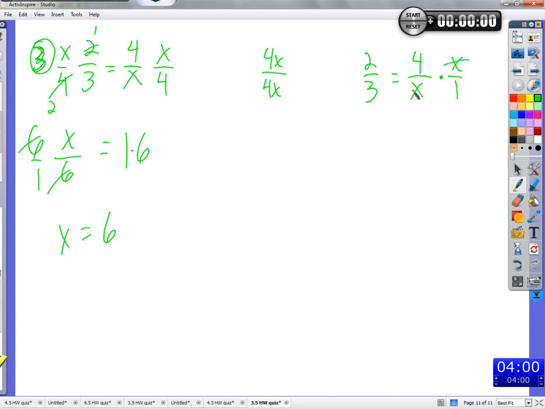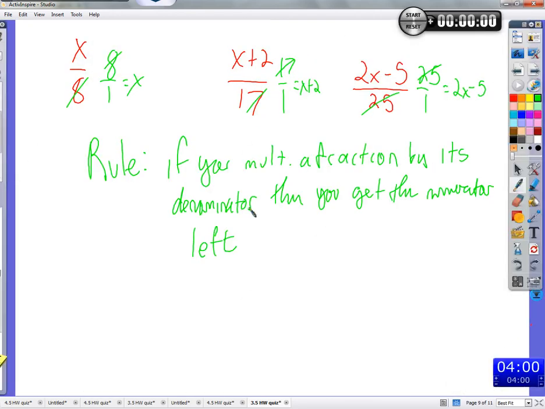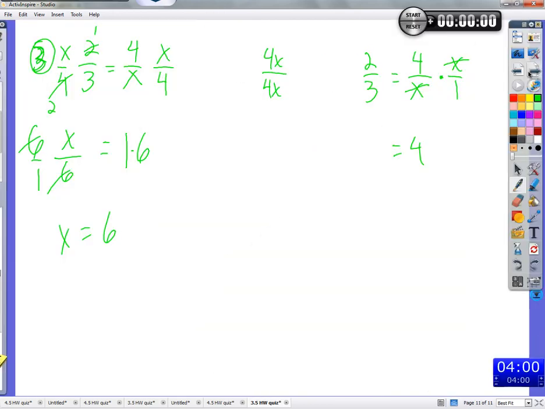Okay, because when we multiply a fraction by its denominator, what are we left with? The numerator. Right? I'm talking about this rule back here. When we multiply a fraction by its denominator, you get the numerator. So we multiply this fraction by its denominator of x. All you're left with is 4. The x is not in the denominator on the right side, so maybe that's solving a problem. We'll multiply by x over here. We have 2/3 x equals 4.